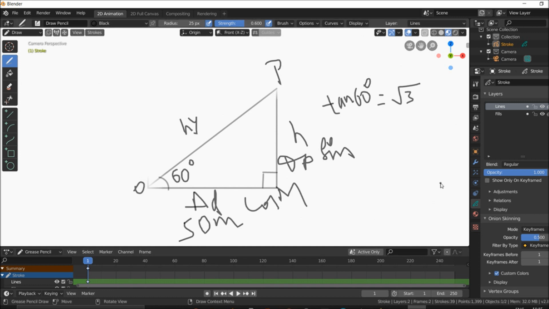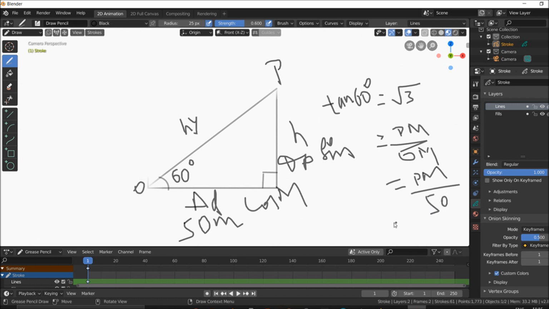Now we allot a formula, as we require this PM specially. We already got this one, so we have to say PM by OM. Now what happens, we got the value of OM. So we say PM by 50 meter. Whatever value we got.